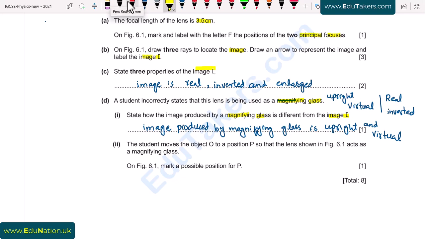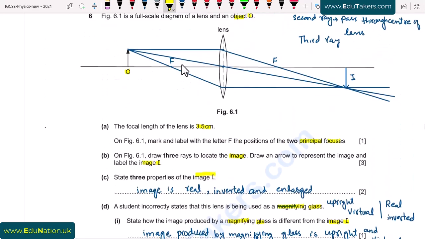Part 2. The student moves the object O to the position P so that the lens shown in figure 6.1 acts as a magnifying glass. On figure 6.1, mark a possible position for P. So we have to locate the position of the object for the magnifying glass. We know that the magnifying glass produces an upright and virtual image. For that, the object will lie between F, that is the focus point, and the center of the lens.